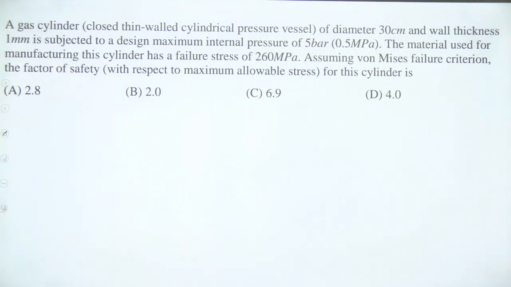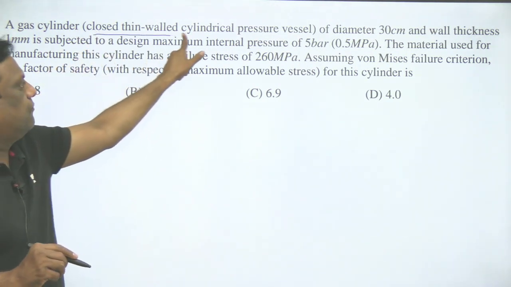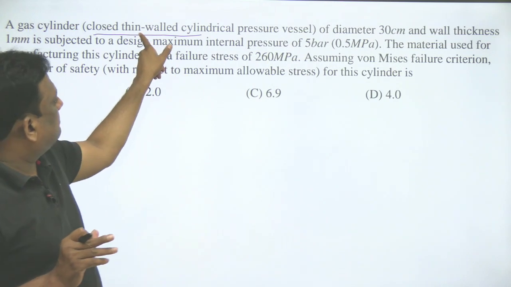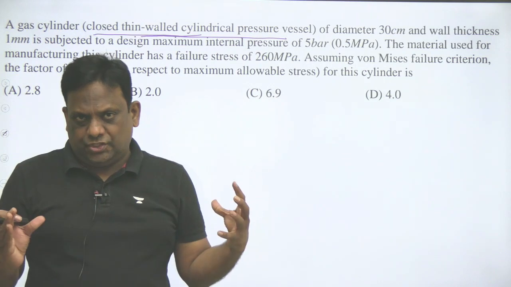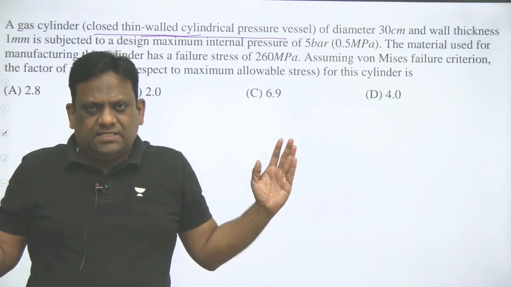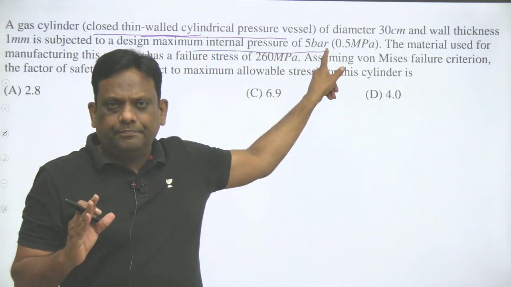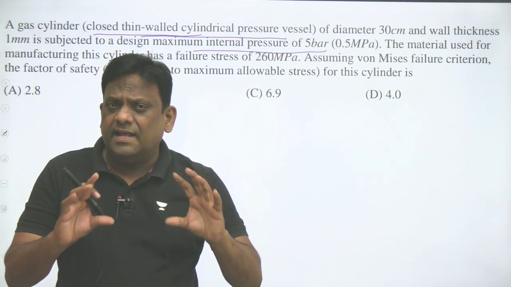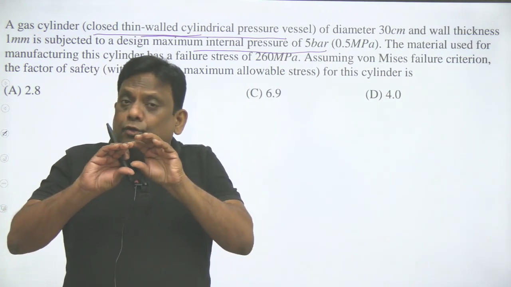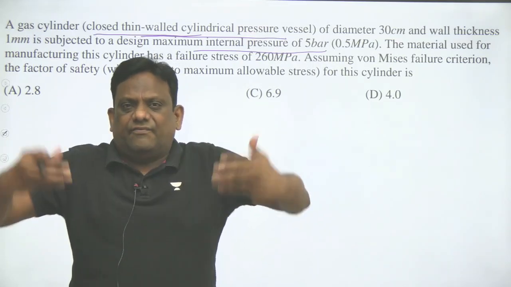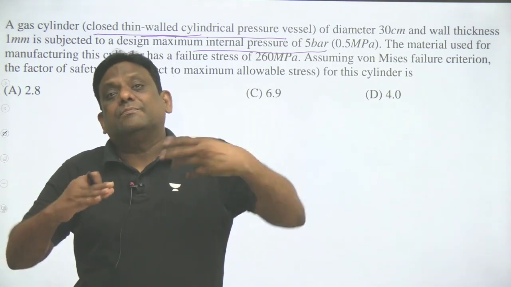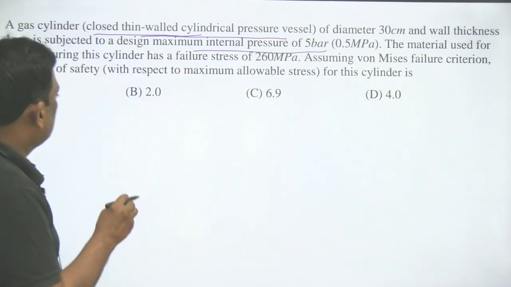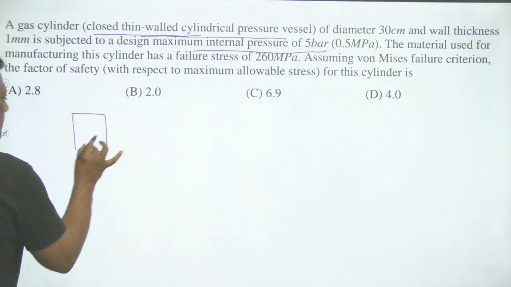I request you to read first. A gas cylinder, closed, thin wall. Again, it is a thin wall pressure vessel, but it is closed. Whenever it is closed, there is longitudinal stress and it is subjected to internal pressure. So please note down that if the cylinder is not closed, you will not have longitudinal stress. You will have only circumferential stress, but it is a closed one. Whenever it is closed, there will be longitudinal and circumferential stress. You have studied this in thin pressure vessels.